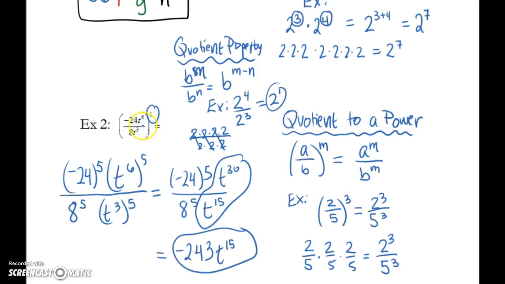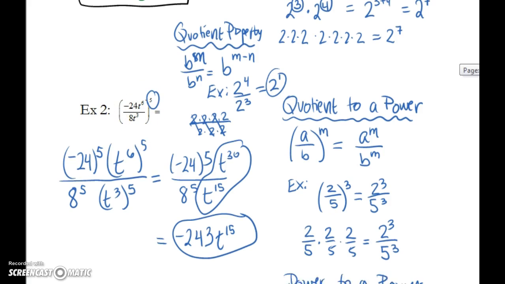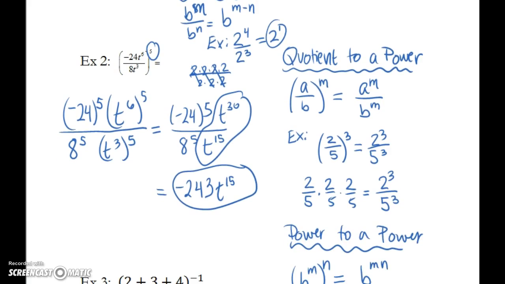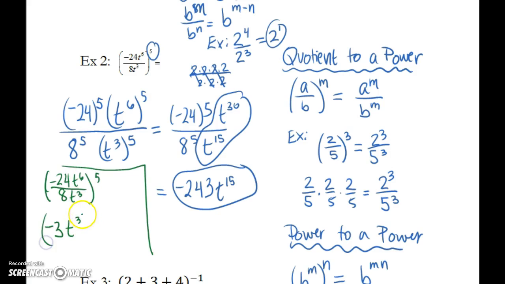We could have done what's inside the parentheses first and then distributed. So I'll do that in a different color here, green. If we take a look at our original problem, negative 24 t to the 6th over 8 t to the 3rd to the 5th. Suppose we did what's inside the parentheses first. You can divide negative 24 and 8 and get negative 3. And using our quotient property, we subtract our exponents. This becomes t to the 3rd, and this is all raised to the 5th power.